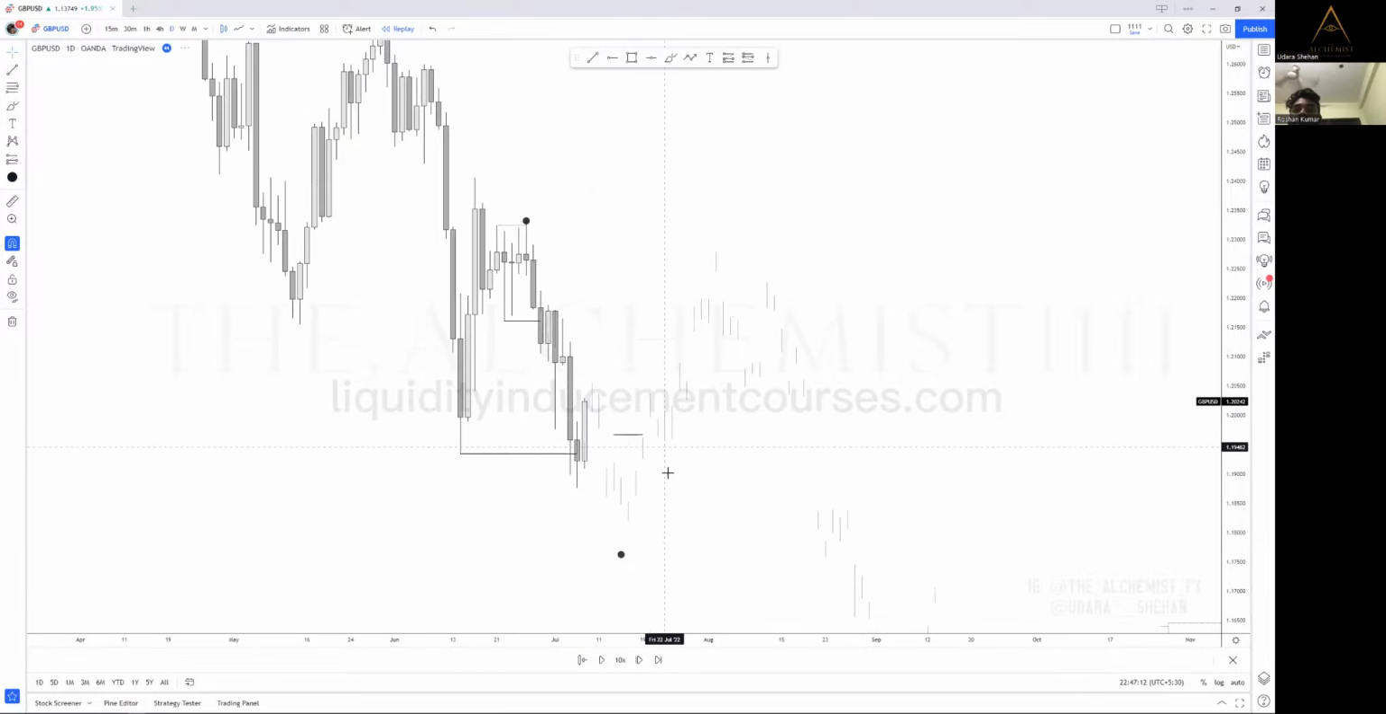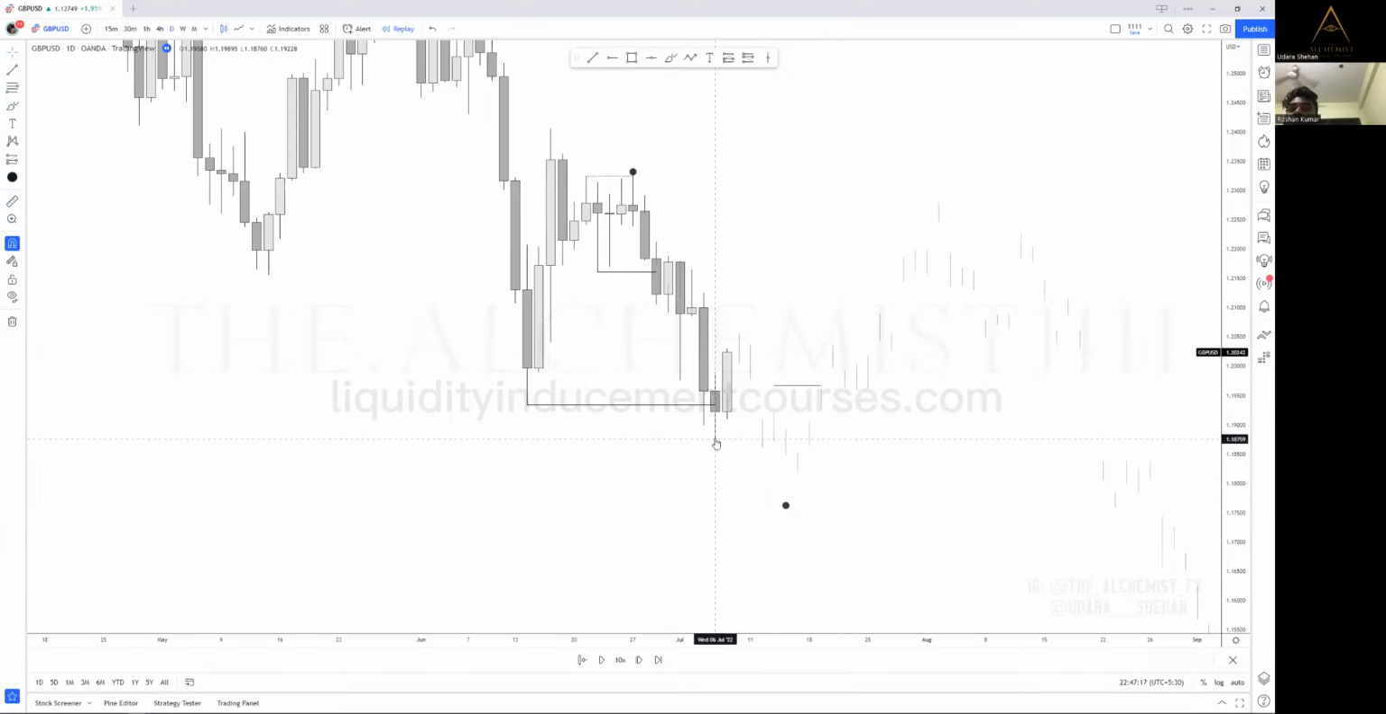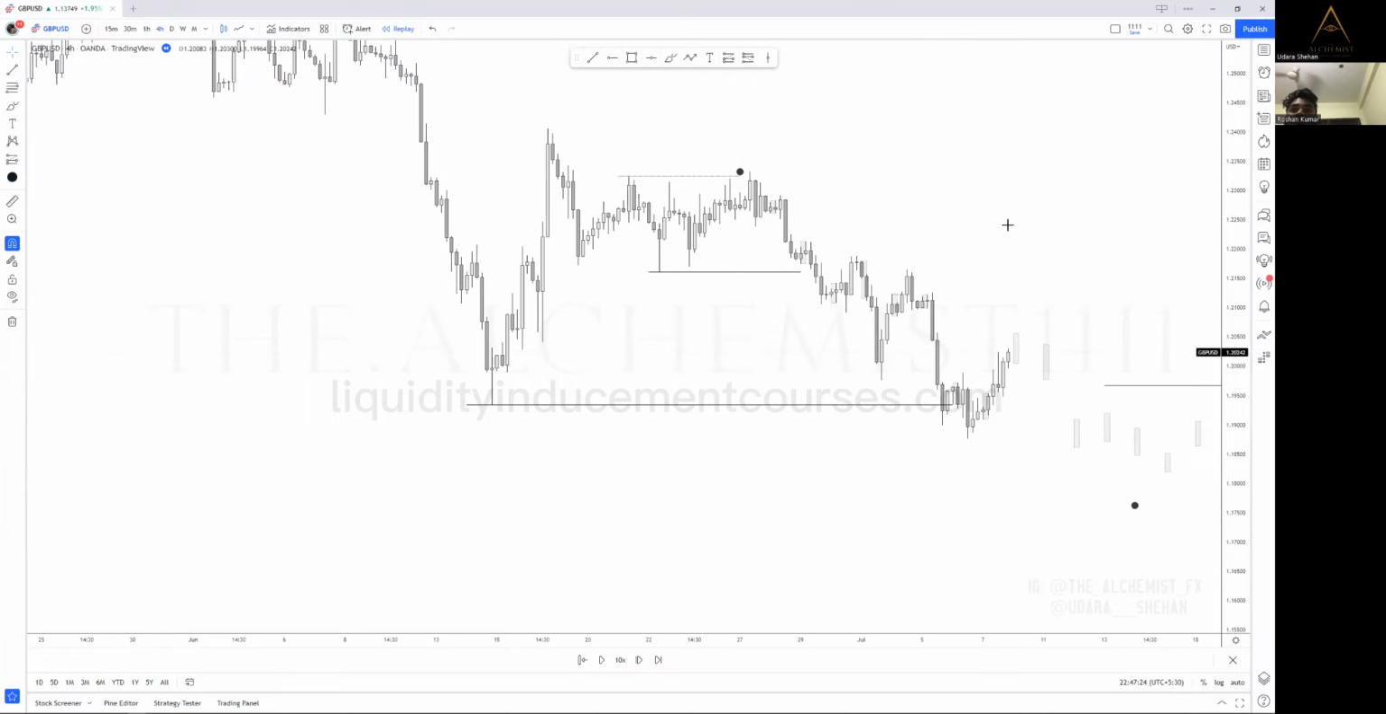Okay, let's see. Now look at this. Let's say price was here. Can I mark this out as the low of the range? No, right? That is wrong, because we did not get the bullish breakout yet. Let's go to the 4-hour time frame.